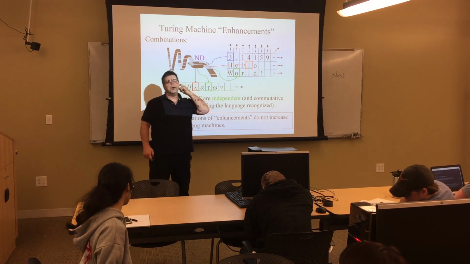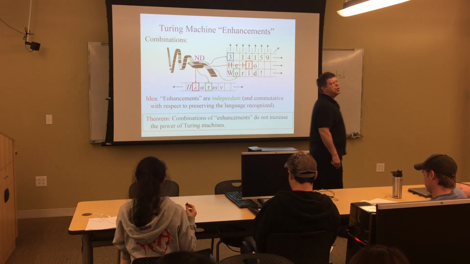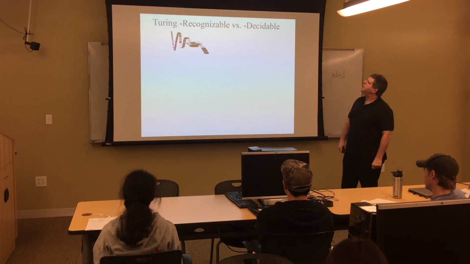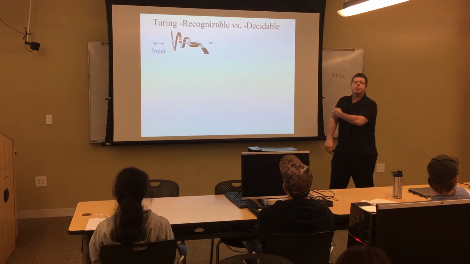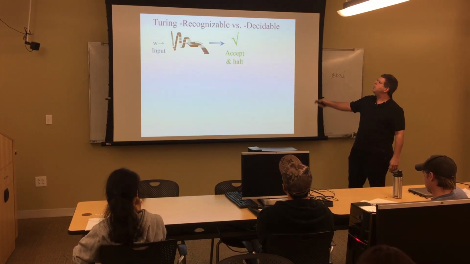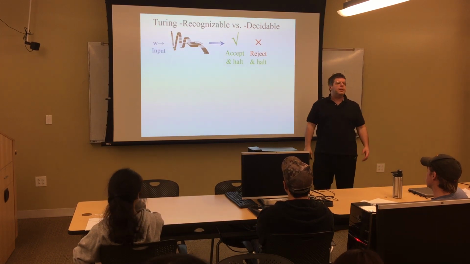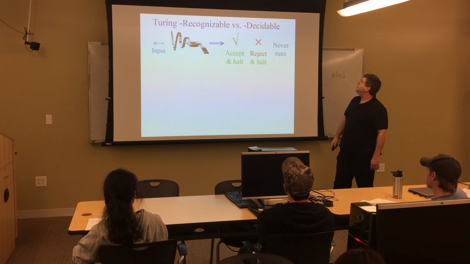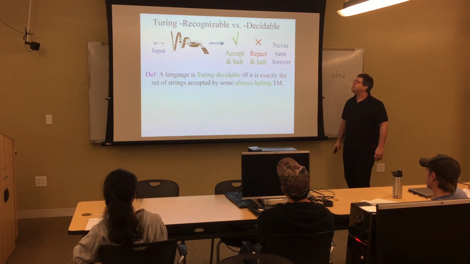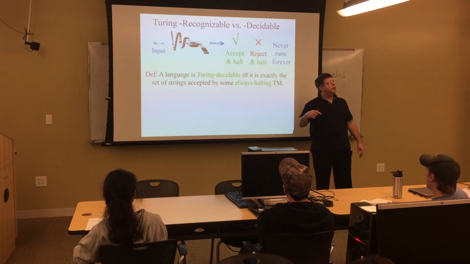Let's continue. So we talked about Turing machine enhancements, the fact that it's the most powerful computation model we know, and let's talk about recognizability and decidability with respect to Turing machines. So a Turing machine can accept and halt, and it can reject and halt, in either case, and never run forever. And then the language recognized by it is said to be decidable, or Turing decidable.